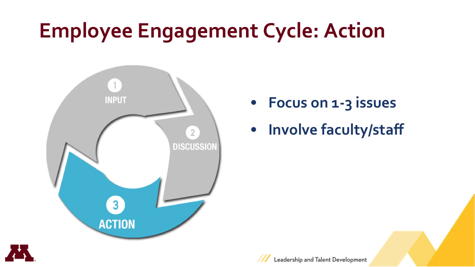So the first thing you want to do is focus on 1 to 3 areas that can be executed well. So it's very easy to get overwhelmed and not know where to start. But if you focus on things that are within your control and you spend time on those areas, you'll be able to have the most impact. And involve faculty and staff in solutions where it's appropriate. What do they think?